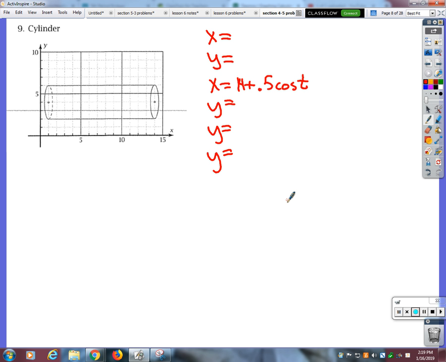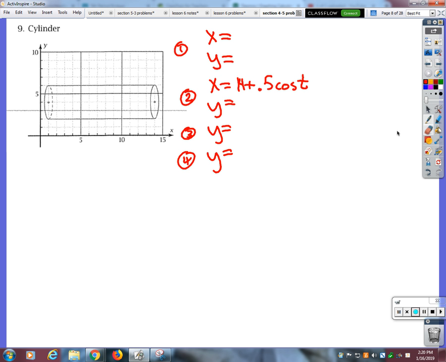Okay, so these two things, x and y, that's going to be for this ellipse over here. This x and y is going to be for this ellipse right here. And then this x and y are going to be for those two lines. So there's 4 pieces. This is 1 part of the graph. This is 2. That's 3. And that's 4.